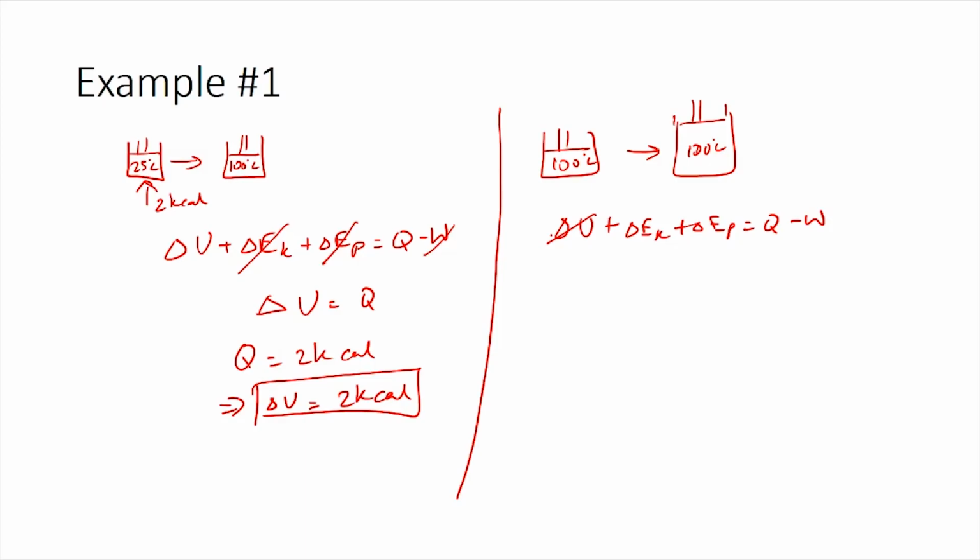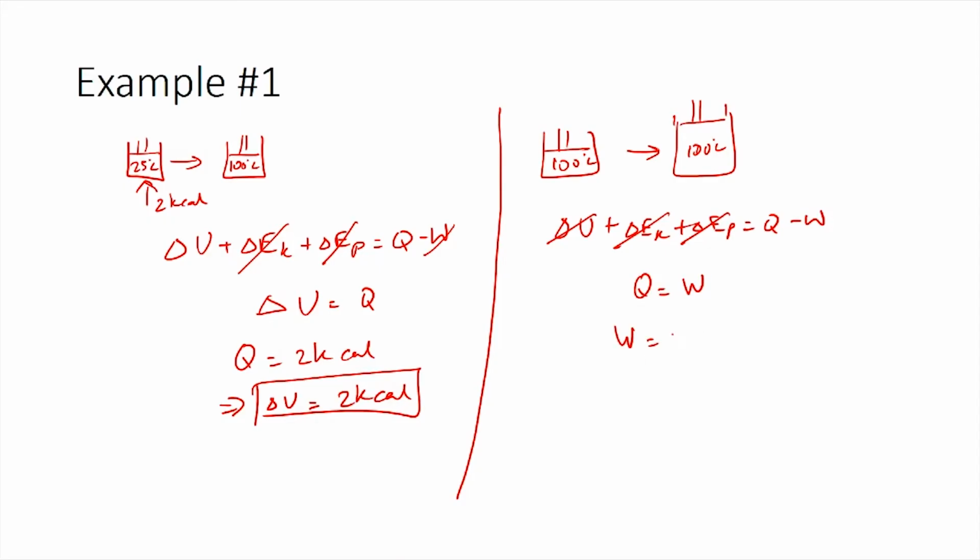This means delta U will go to 0. The system itself is not accelerating or decelerating, so Ek goes to 0. We have been told to ignore potential energy change due to the change in the position of the piston, so potential energy goes to 0. So, you have only work and heat. There could be heat which is released from the system and work which is done by the system. So, we will have to calculate Q as equal to W.